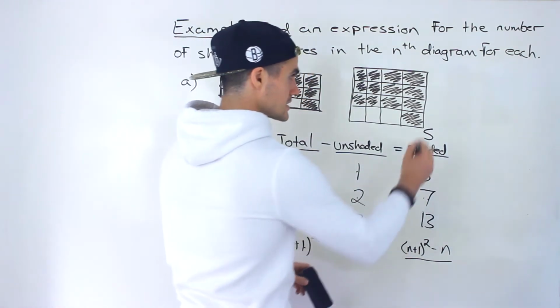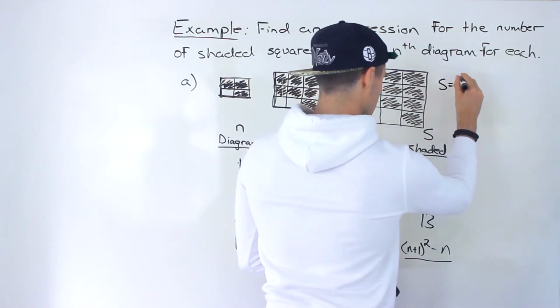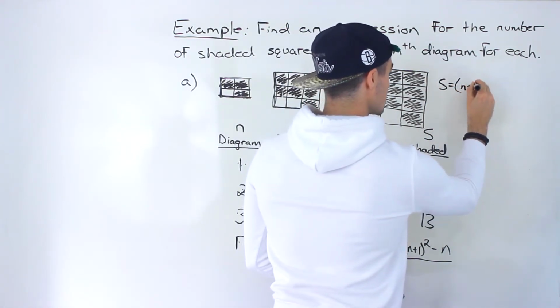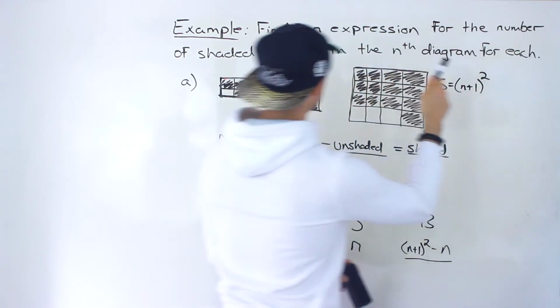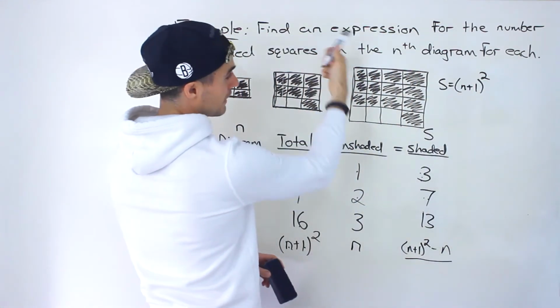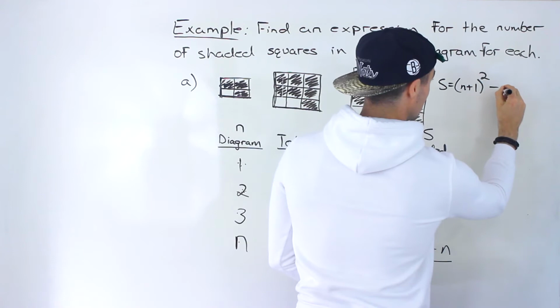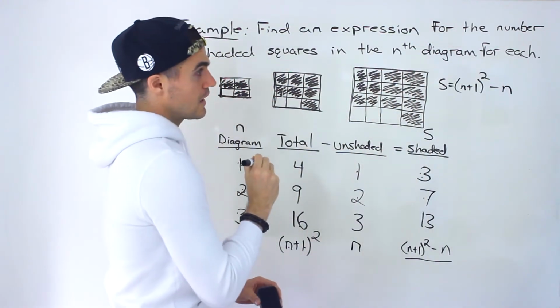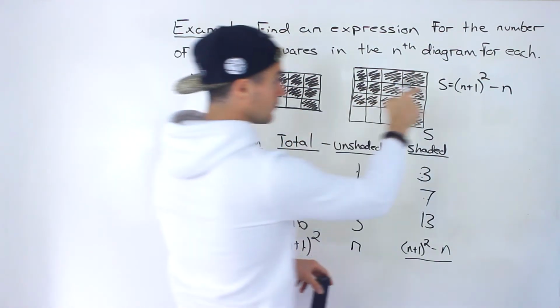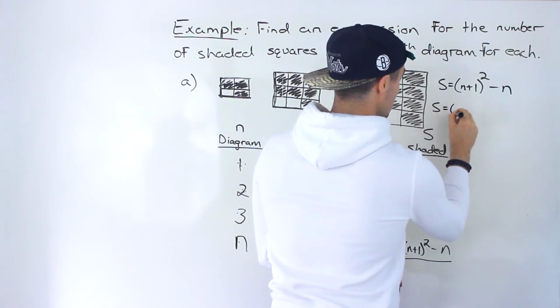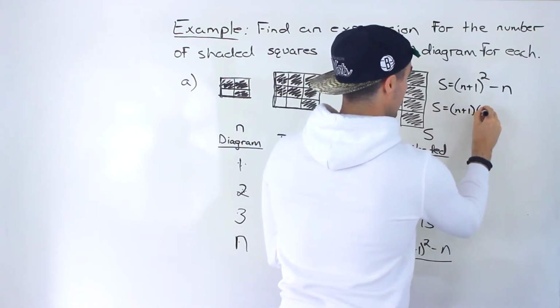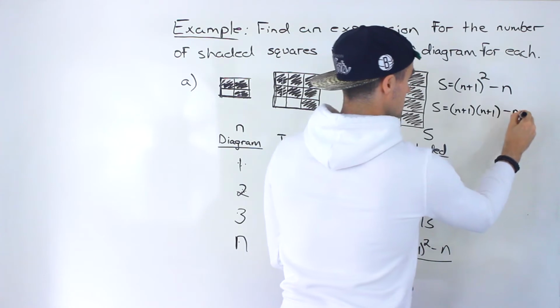Now this here isn't simplified, so let's actually simplify, because the answer for a question like this is going to be simplified, right? It says find an expression. It should say find an expanded expression, but it's okay. Let's just simplify here. So how do we simplify that? Well, the n plus 1 to the power 2 is going to be n plus 1 times n plus 1. And we're going to subtract n.